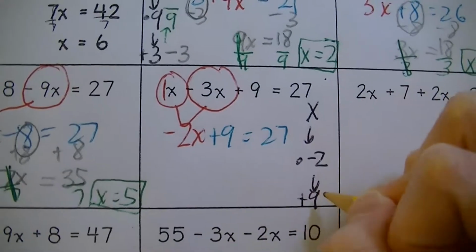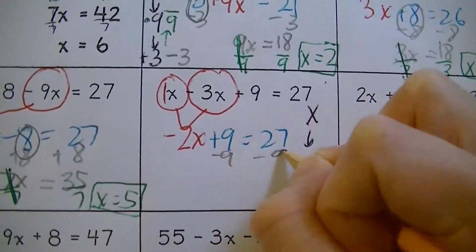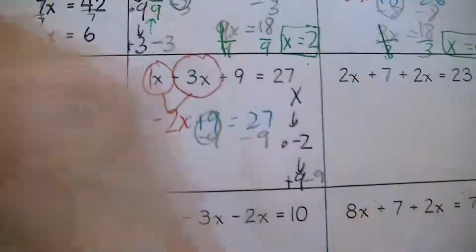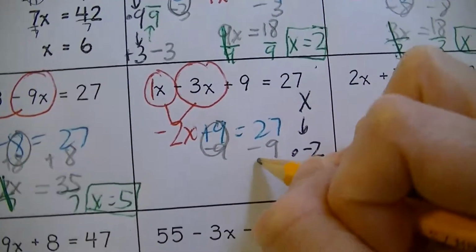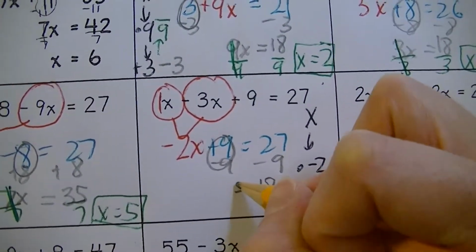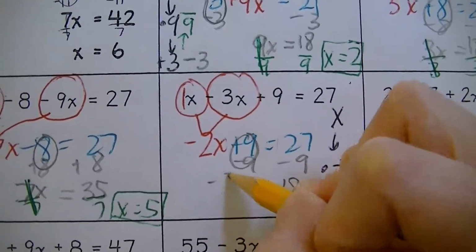Inverse operation of adding 9 is to subtract 9. Do that to both sides of that equal sign. 9 take away 9 is 0. 27 take away 9 is 18. Bring down your equal sign, bring down your negative 2x.